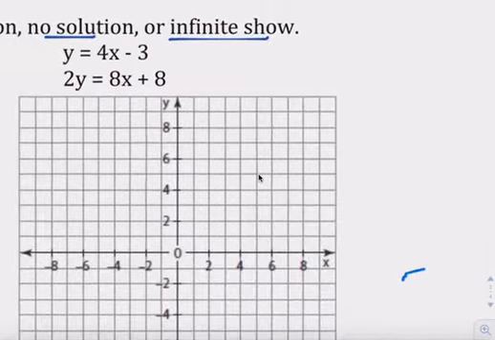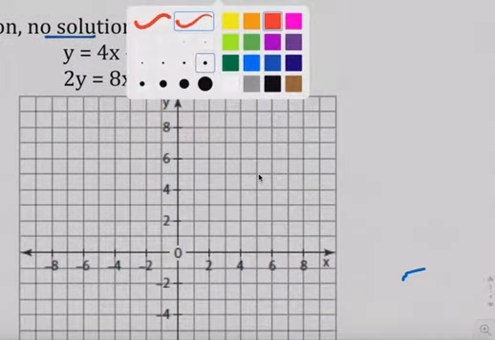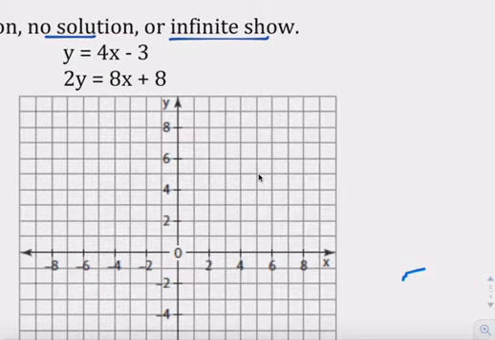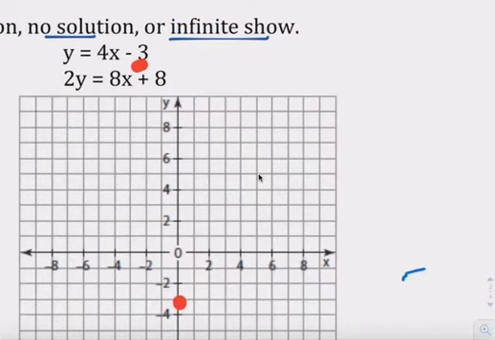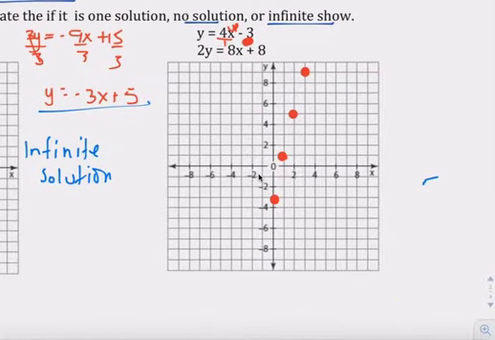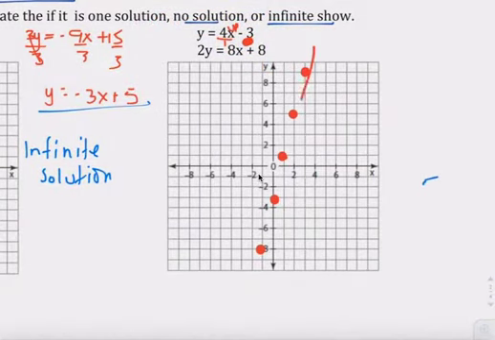Okay. Graph the first one. Negative 3 is your y-intercept. And you go up 4 and right 1. Okay, you do that. Go the other way. Okay, and then you connect the dots.